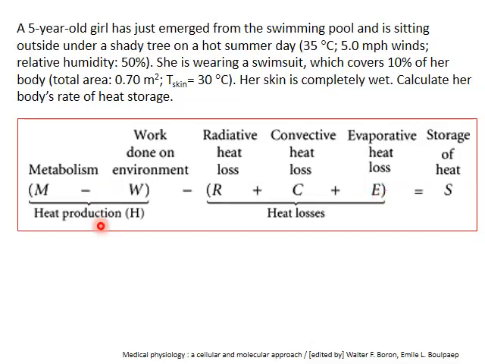We can then use heat production and heat losses to solve for the rate of heat storage, or S. If S is negative, that means that there's an overall loss of heat from the body over time. If S is positive, that means there's an overall gain of heat into the body over time.